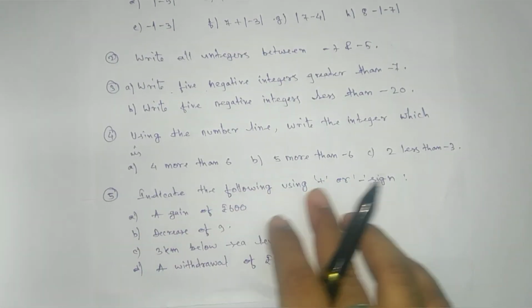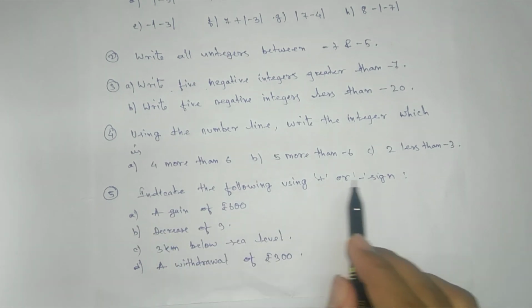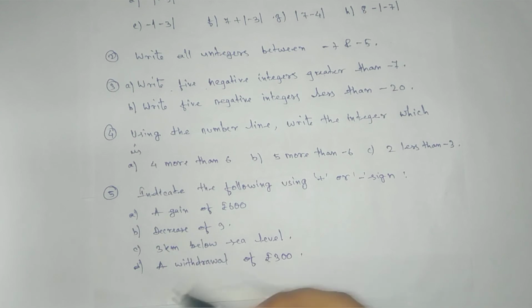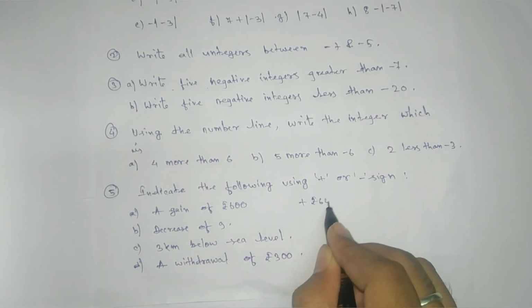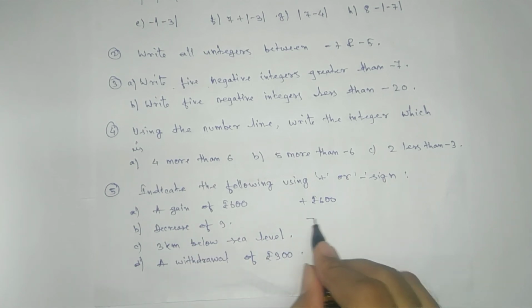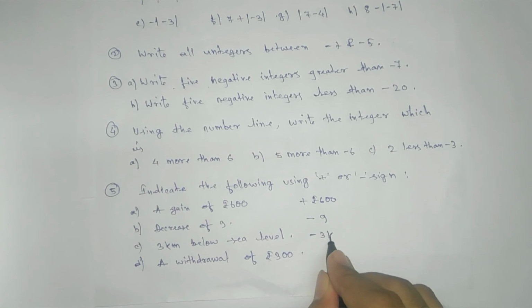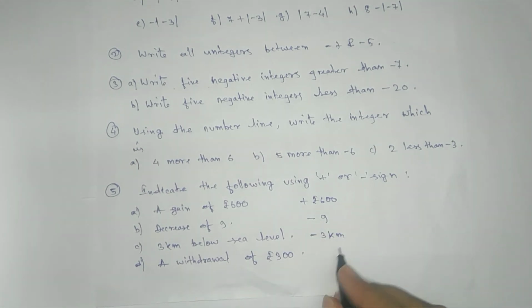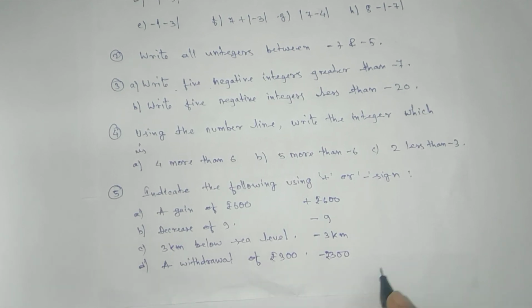Okay, and indicate here. Indicate the following using plus or minus sign. So how are you going to represent this one? Here we need to use a plus or minus sign. Here gain means increasing, so you represent it as plus rupees 600. For this one, decrease, so -9. For this one, below means this side, so we'll take -3 kilometer. And for the withdrawal, we are taking out money, so we'll take -rupees 300. If it is a deposit, we'll take +300. If it is above sea level, we'll take +3 kilometer. So this way we are going to represent this type of problem.